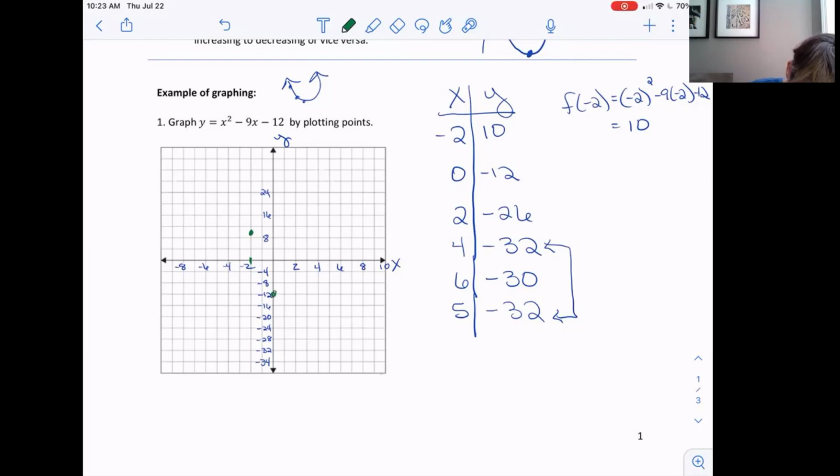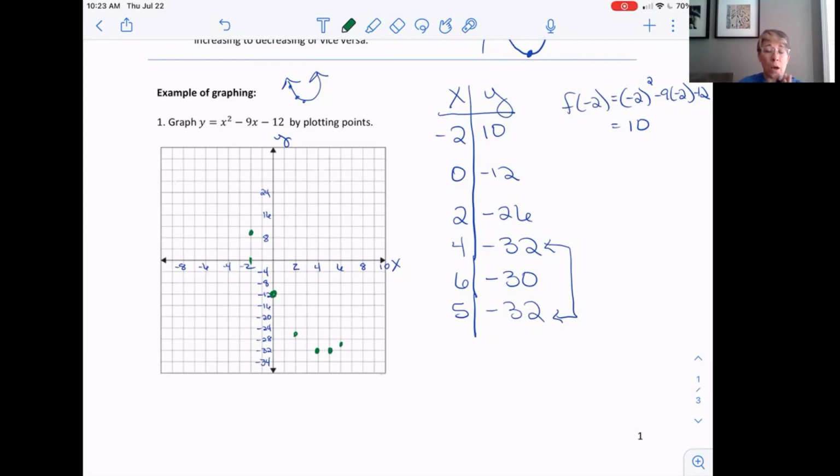I thought that's going in the wrong direction. 0, negative 12. 2, negative 26. So that would be here in the middle. 4, negative 32. We have 6 and 30. So that would be right here. And then 5 and 32 would be right here.